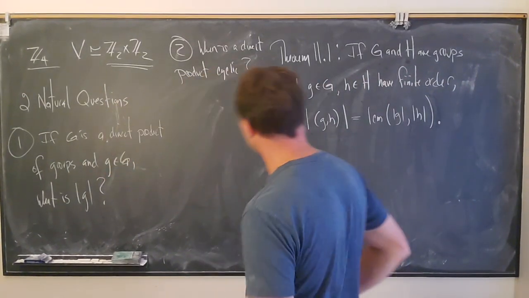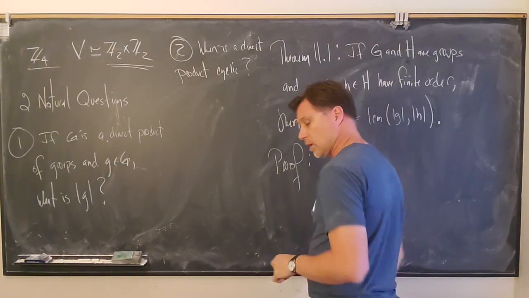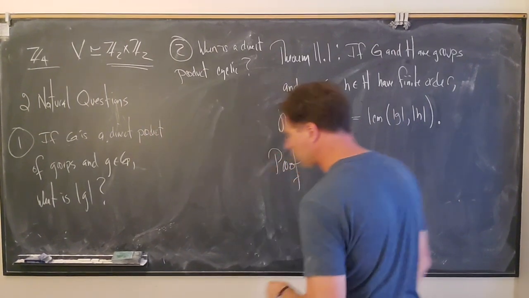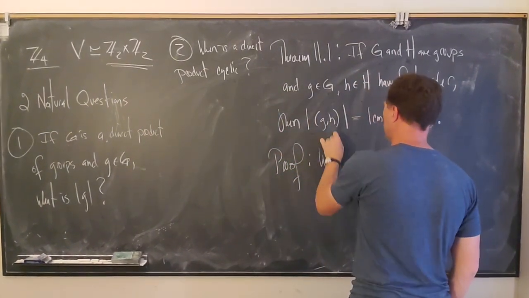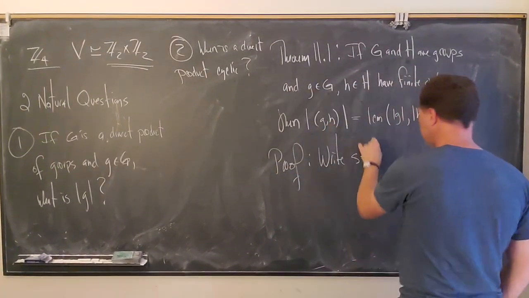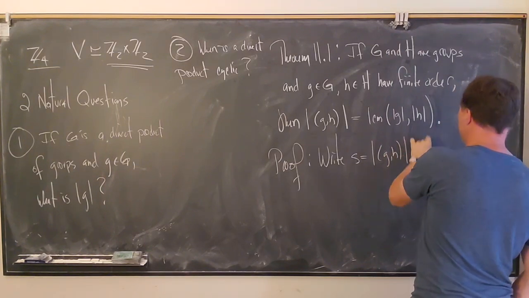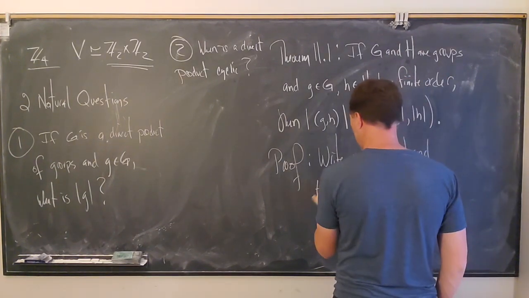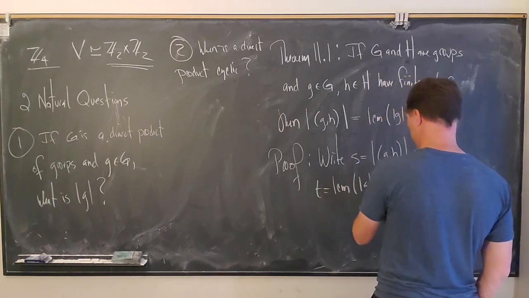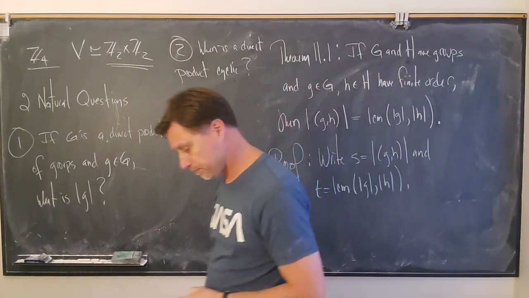So for the proof, I want to write this out. Let s equal the order of (g, h), and t is going to be the least common multiple of the individual orders. Our job is to show that little s equals little t.